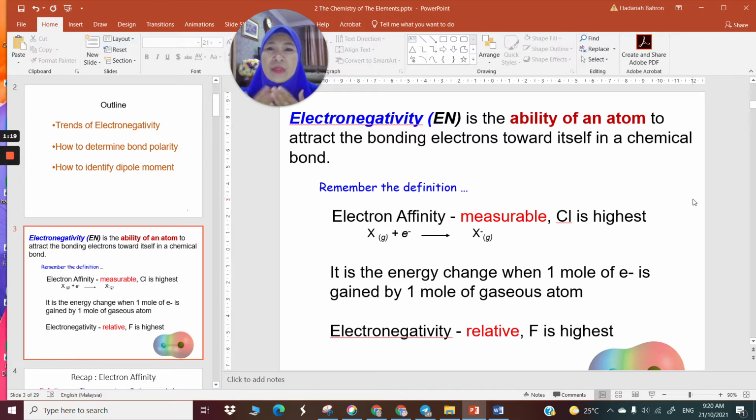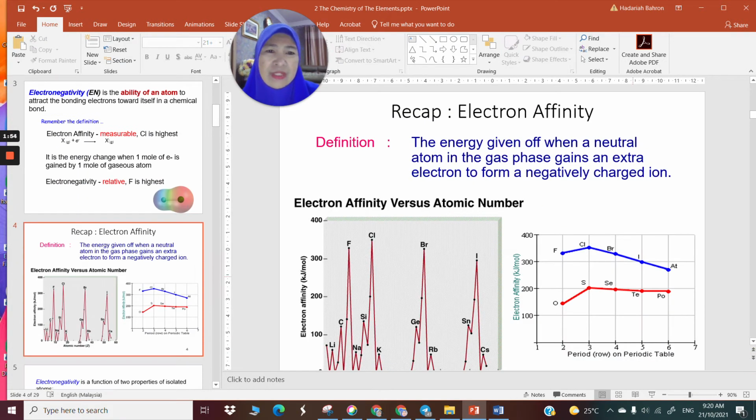So, when we're talking about electronegativity, it's really about two atoms that are bonded together, and which one of these two atoms has the strongest ability to pull bonding electrons towards itself. So that is electronegativity, and it is different from electron affinity. Electron affinity is the topic that I covered in my lecture 2, so let's do a little bit of a recap about electron affinity.